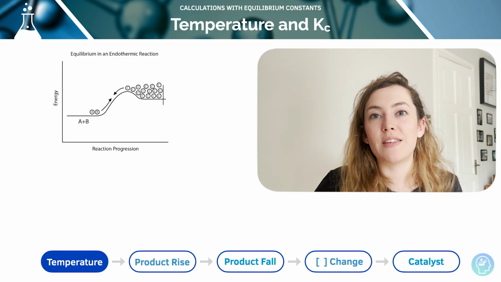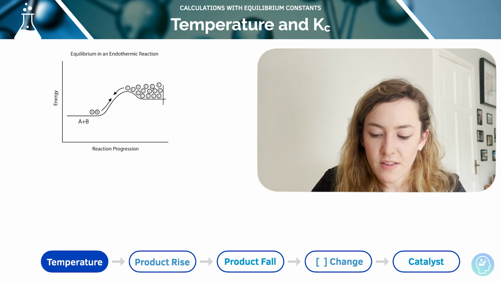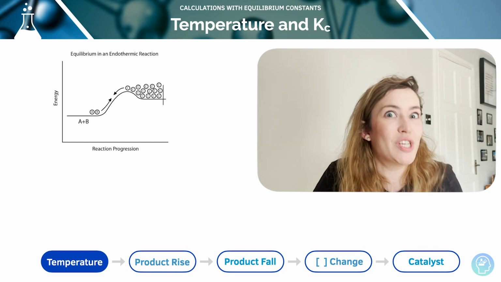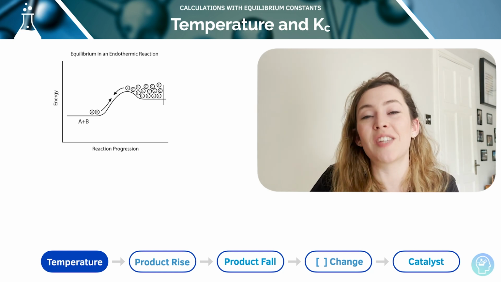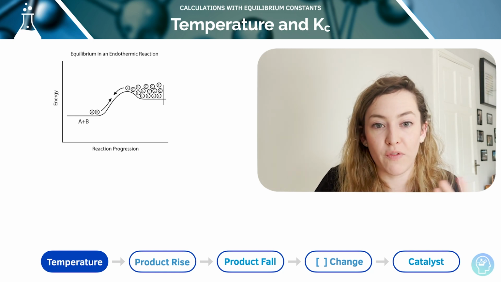Remember, the value of Kc would change if you change certain conditions. So for example, temperature. Temperature is going to affect the direction in which the reaction goes. It's going to affect the position of equilibrium, which is going to affect Kc. Kc is just a quantitative example of where the position of equilibrium is relative to where it was before.